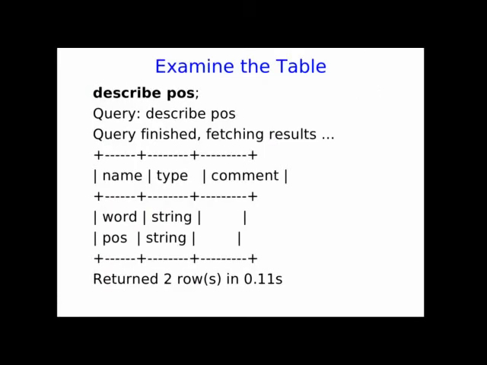So first, you can examine the table. To do that, you would use the describe command. What I have here is describe POS. A semicolon is necessary for Impala. So I do that, and then it repeats the query to me and runs the result. This is really nice if you want to check to make sure your table loaded correctly, at least has the kind of idea that you were looking for. As you can see, it's very fast, 0.11 seconds.